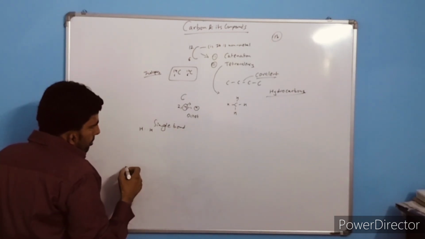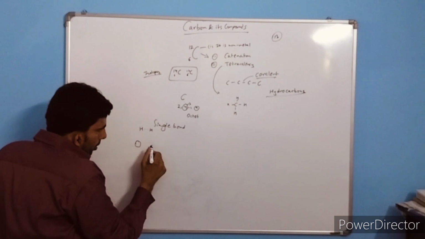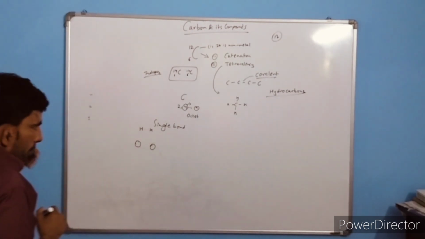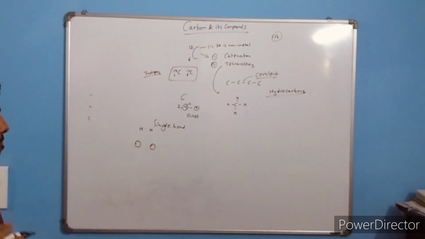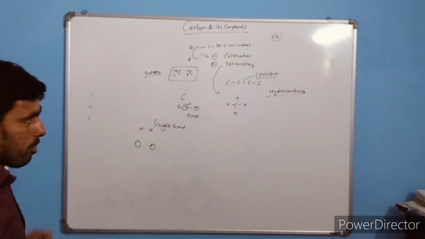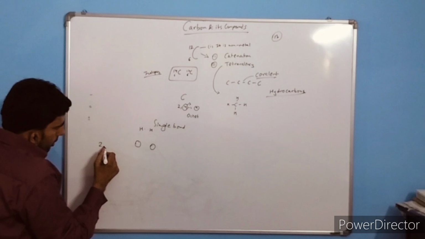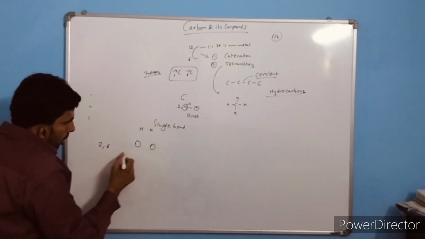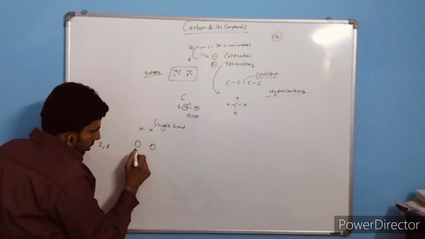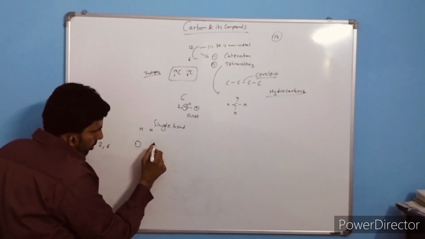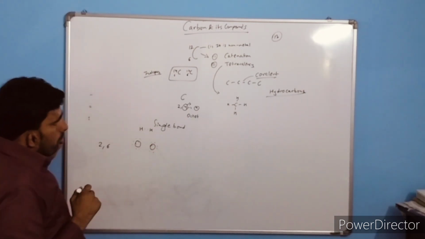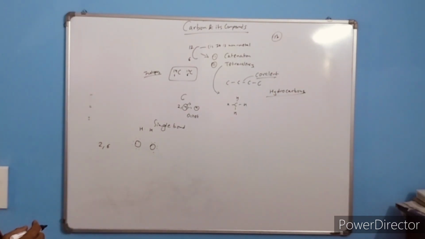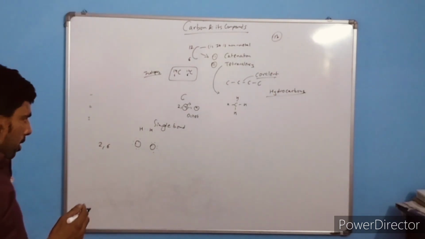If I am talking about oxygen, what will happen? The atomic number of oxygen is 8. So the electronic configuration will be 2, 6. It is showing 6 in the outer shell. Now, it needs 2 more. So, what will happen?